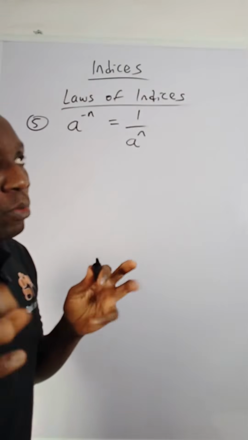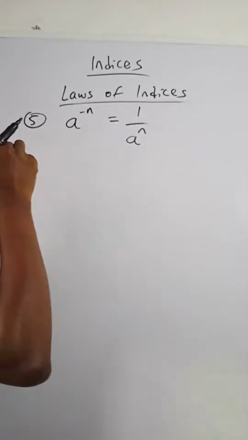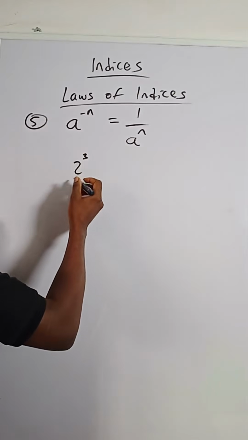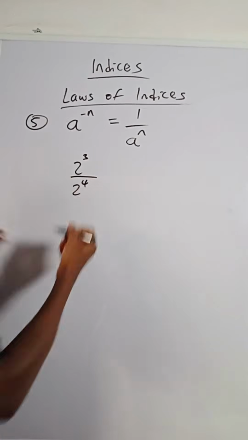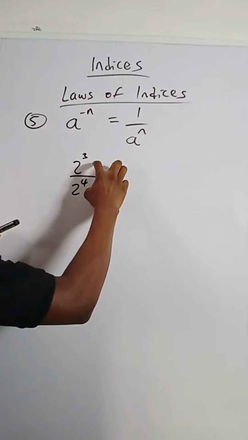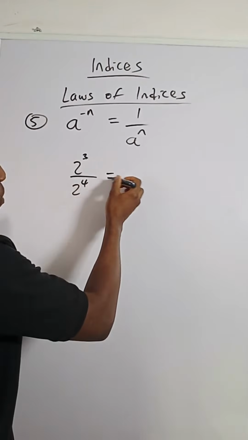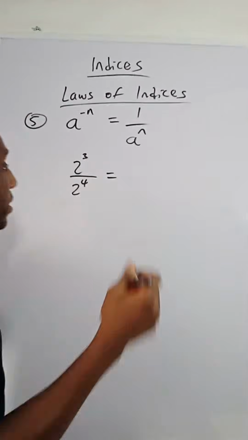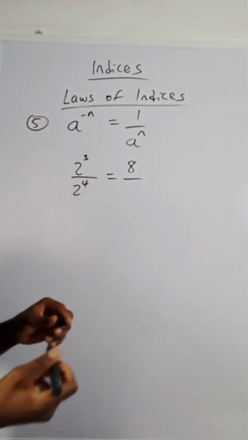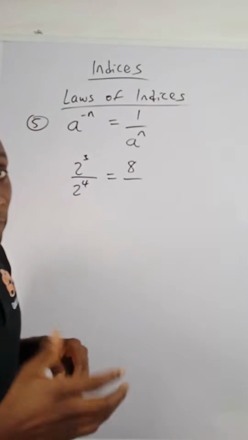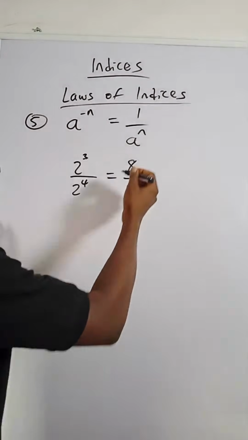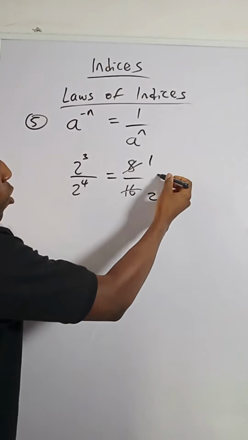So this is the 5th law. And in fact, I want us to try out something. Let's say you have 2 raised to the power 3 over 2 raised to the power 4. This is divided, right? If you want to do this, what is 2 raised to the power 3? That's 8, because 2 times 2 times 2 is 8. So 8 over. What is 2 raised to the power 4? That's 16, right? Good. So 8 over 16, and 8 here is 1, 8 here is 2. You have 1 over 2.